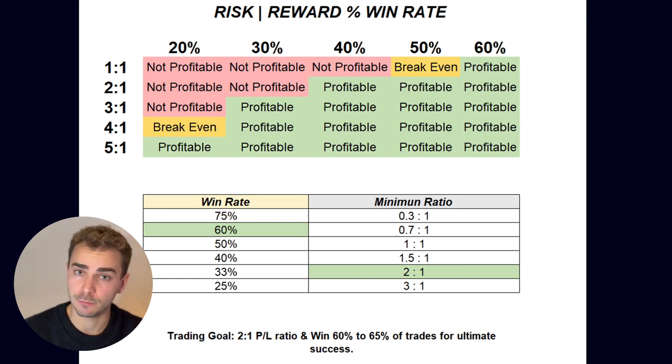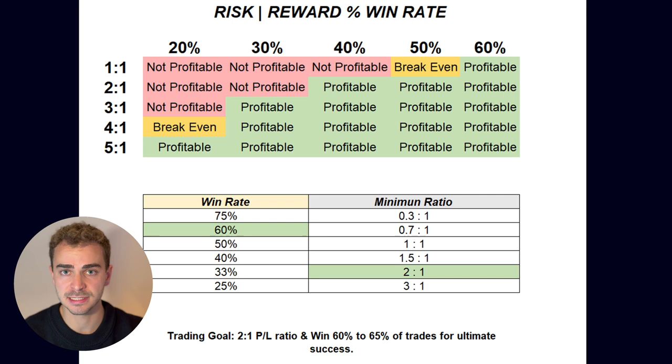We need to have a 50% win rate to even be break even. So we need a 60% win rate to be profitable. If we, however, have a 2-to-1 risk to reward ratio, so if we risk 100, we at least expect to make $200 on this trade, we only need a 40% win rate to be profitable with this strategy.